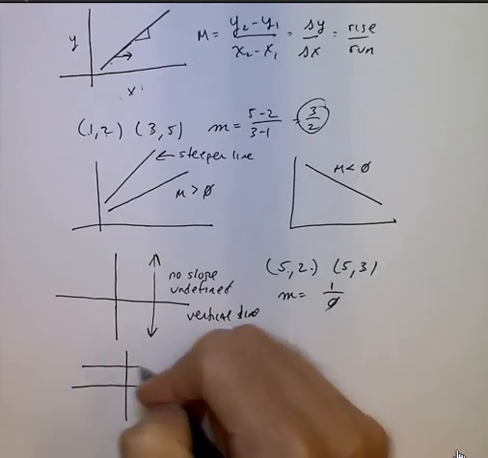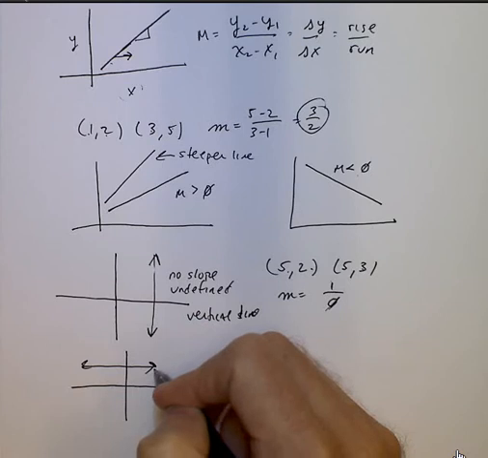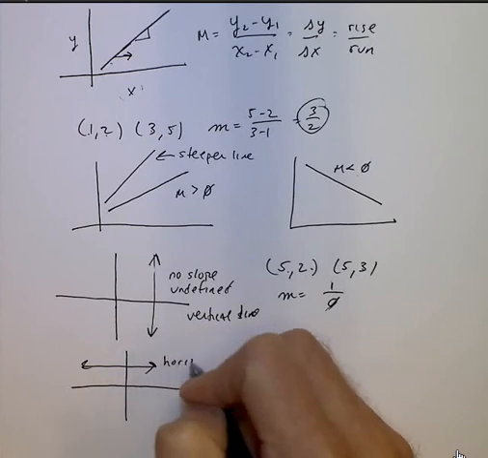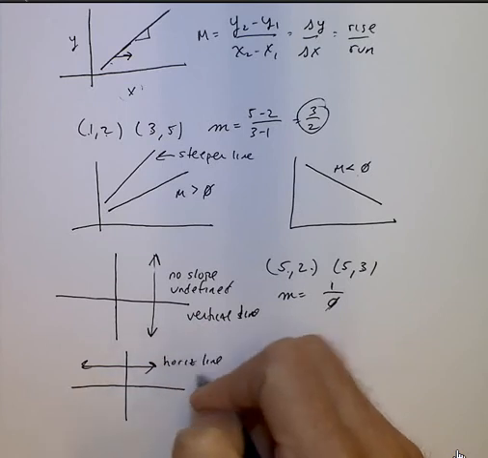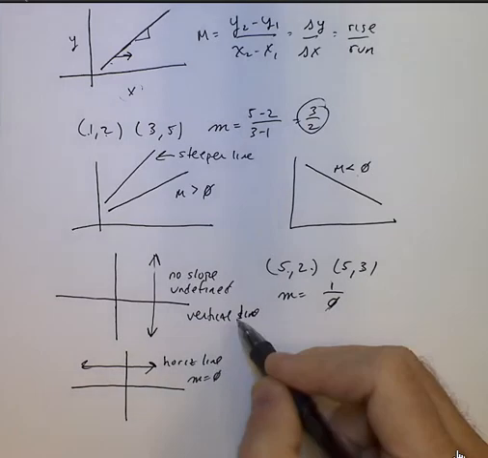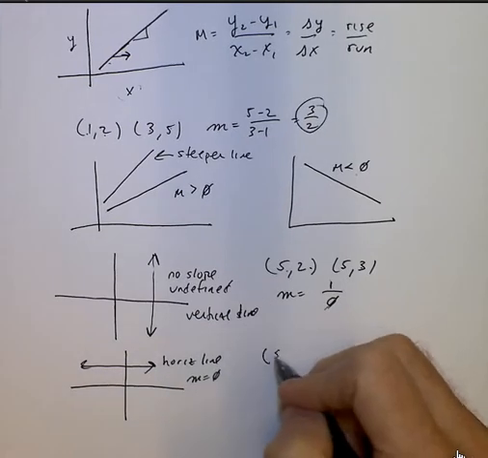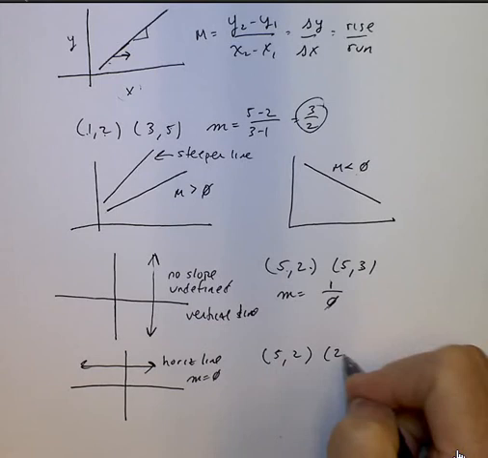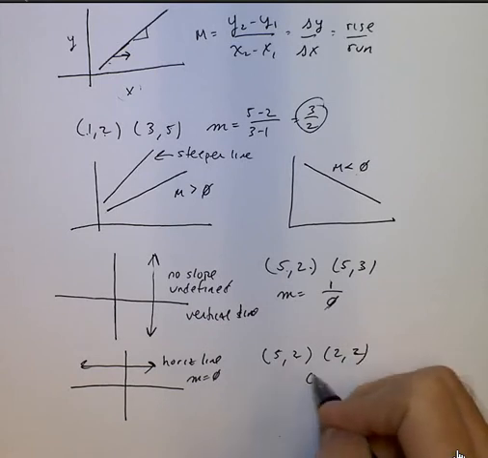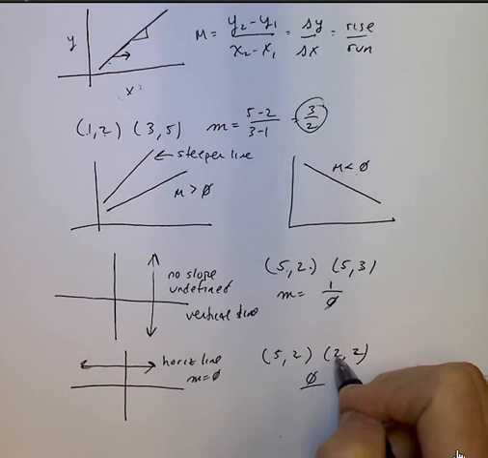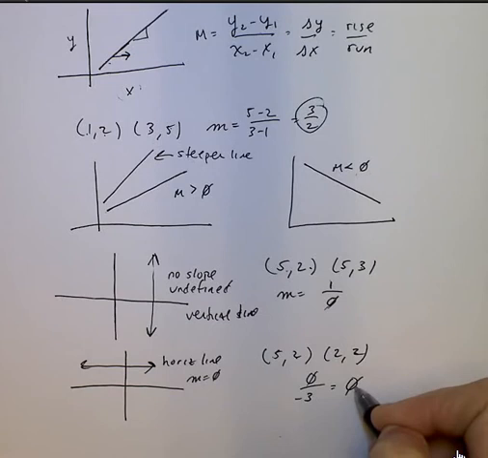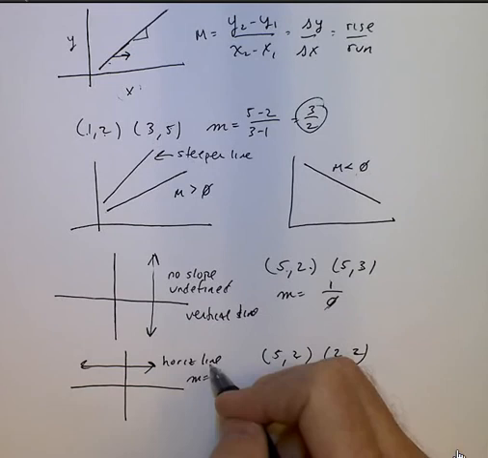The analogous situation would be the horizontal line. Let's assume we had a horizontal line. This is a horizontal line. Horizontal line has a slope of 0. That's different than undefined, slope of 0. If I asked you to find the slope of (5, 2) and (2, 2), you would do change in y, 2 minus 2 is 0. Change in x, 2 minus 5 is negative 3. 0 over anything is 0. Whenever you get slope is 0, you're going to say horizontal line.